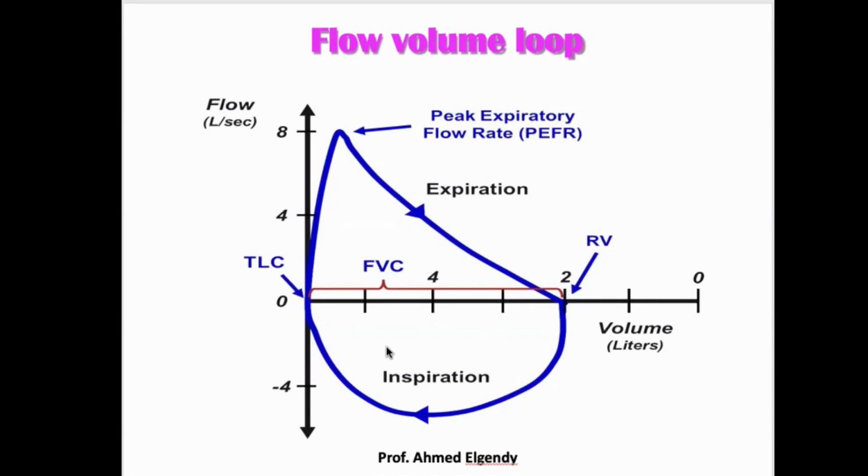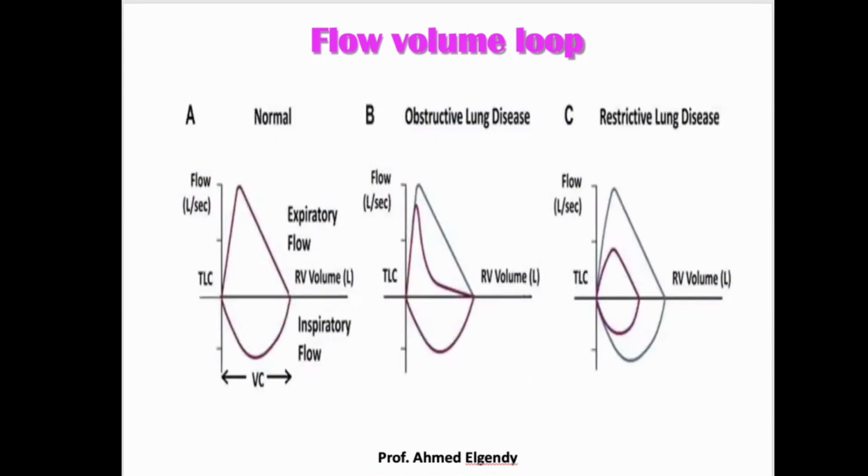As you see from here, 0 to 6 liters is the total lung capacity. So this is the loop. What happens to the loop in different lung conditions? This is a normal loop.